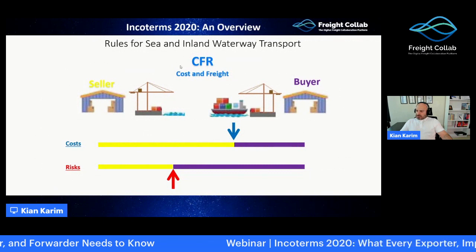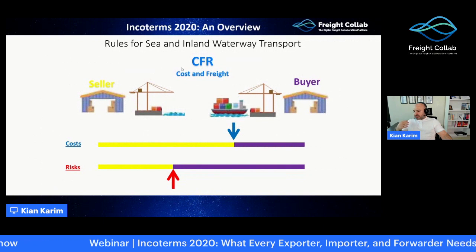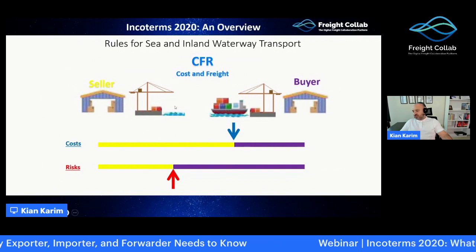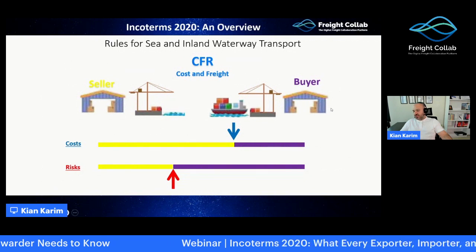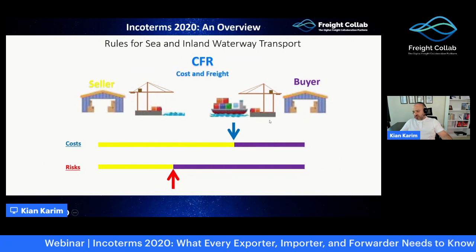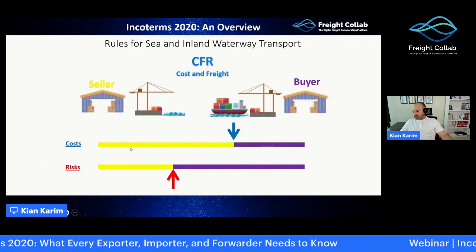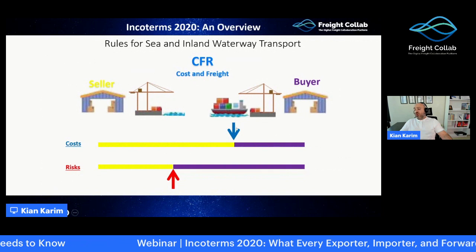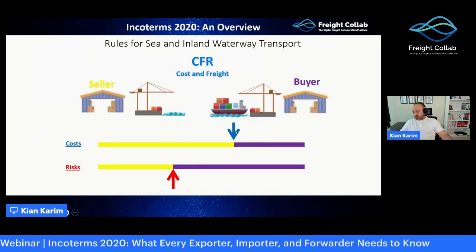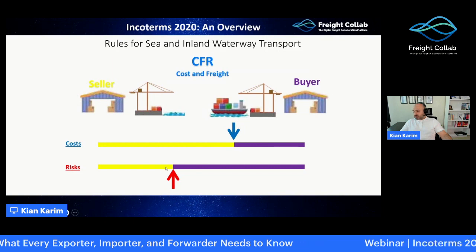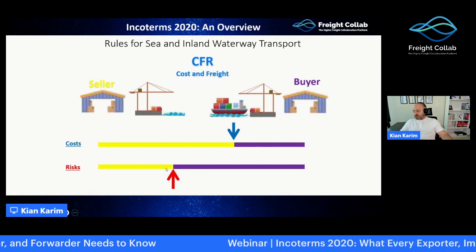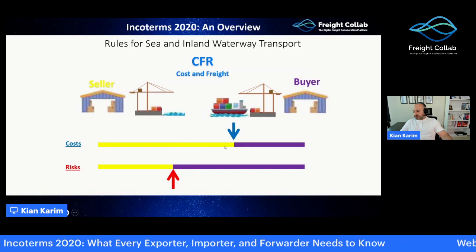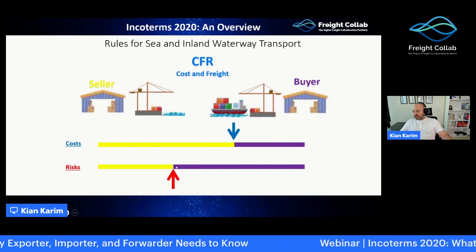Now let's see what CFR is. CFR is cost and freight. This slide is also similar to the FOB slide. At the left side, you can see the seller side and port of loading, and at the right side, you can see the buyer and port of discharge. In CFR, the seller should pay all the costs till the cargo arrives at the final destination or port of discharge. But the tricky part is that the risk will be transferred from the point that the cargo is on board the vessel. This is very confusing even for experts who have been working for many years.